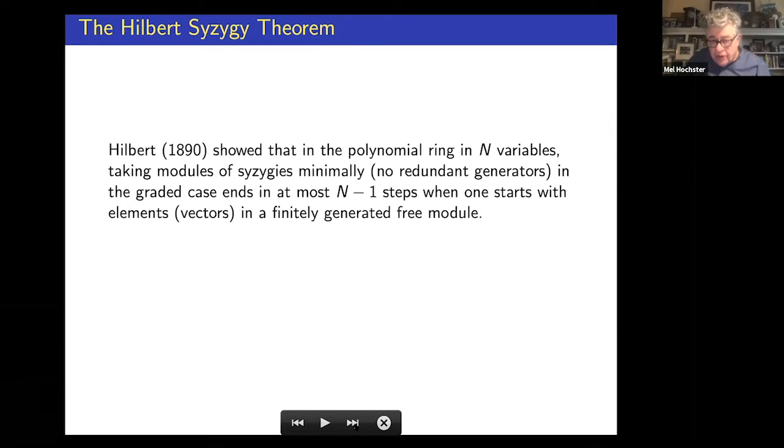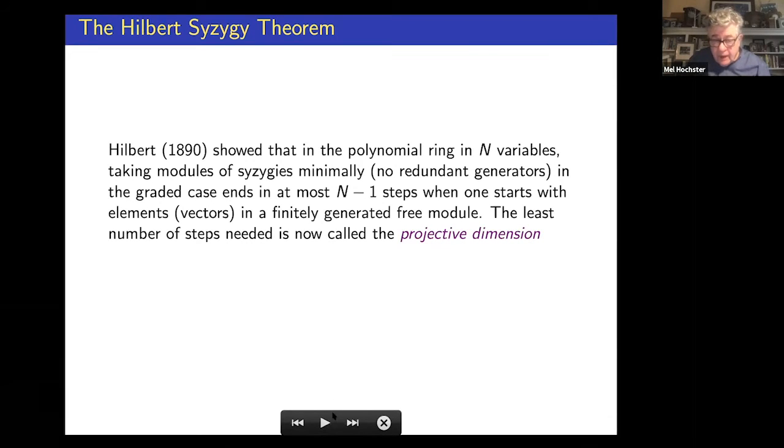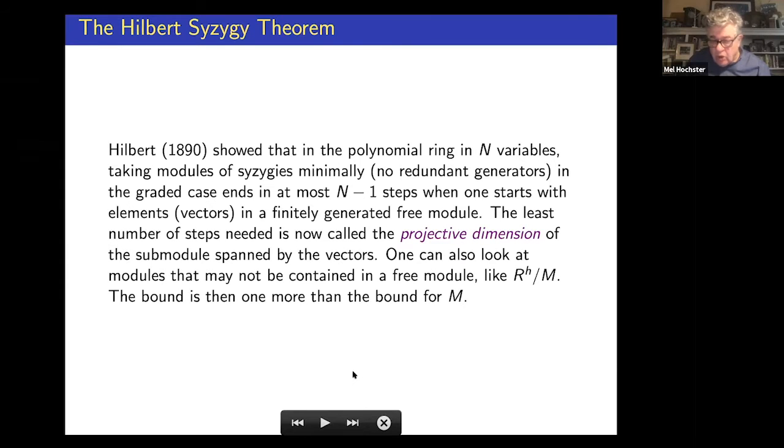Now, there are also modules that aren't free, which I'll talk about only very, very briefly. The least number of steps is called the projective dimension of the module spanned by the vectors. And you can consider quotients of a free module by a submodule, and then the bound goes up by 1. The bound for the quotient is 1 more than the bound for n. And I say that mainly, we'll be mostly looking at R mod I, where I is an ideal.